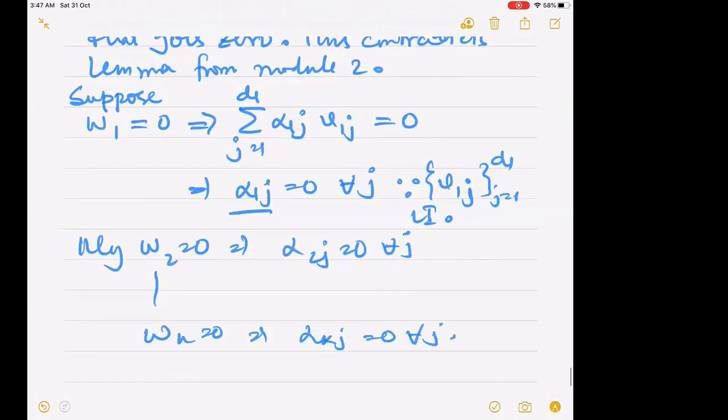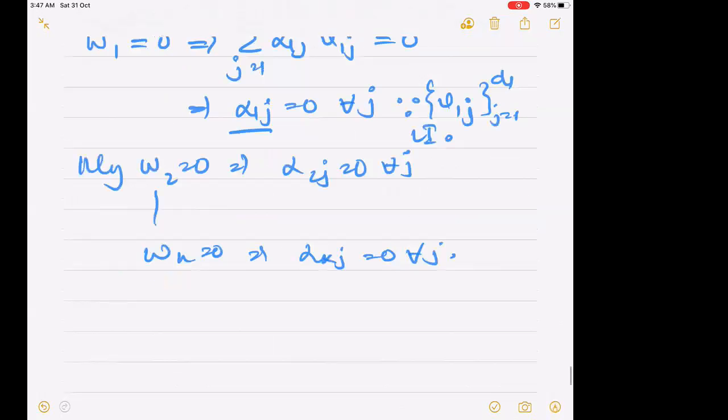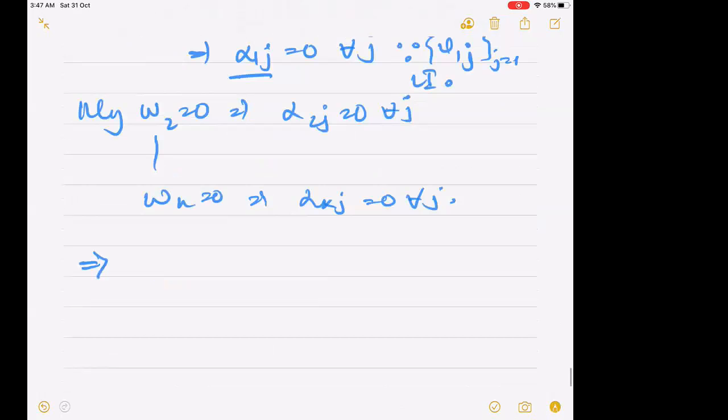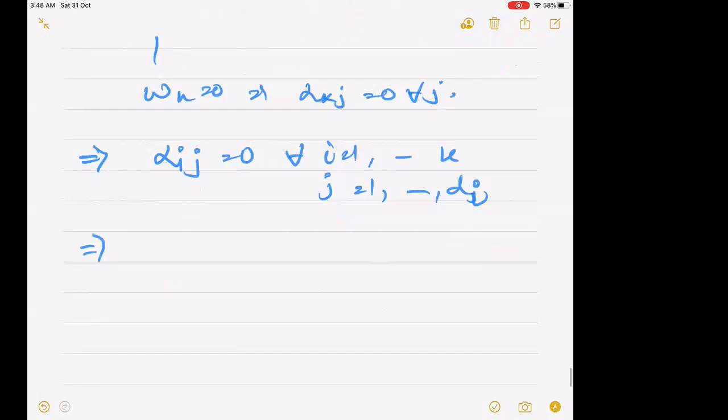That's it. That means all the coefficients are 0, which means alpha ij is equal to 0 for all i equals 1 to k and j equals 1 to di. So these coefficients are 0. This means the union over i going from 1 to k of Bi is linearly independent.